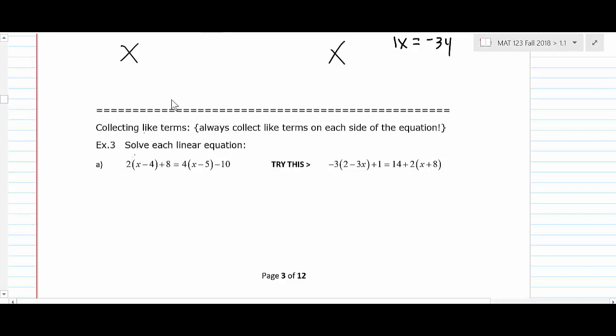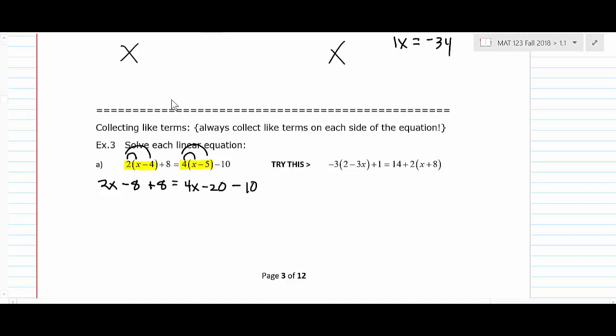So you start with the distributive property. You always want to look for any point of the problem where you have to do the distributive property. So here we'd have 2 times x is 2x. We'd have 2 times 4 is 8. And then we just bring down the plus 8. Okay, like that. Then you go to the right side. You'd have 4 times x is 4x. 4 times 5 is 20 minus 10. Okay? Make sure you got your signs right when you're doing that.